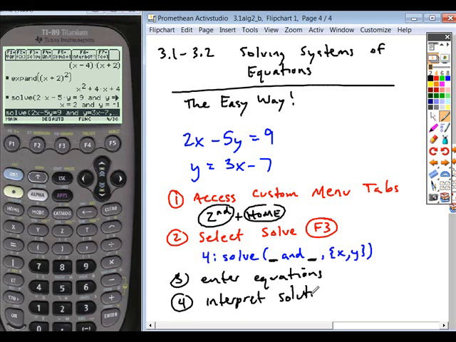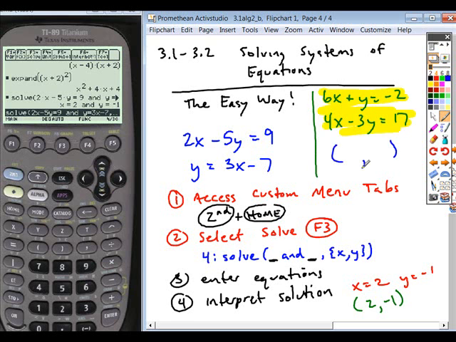Remember, your solutions could be several different ways. If it tells you specifically and individually to enter what x is equal to, enter what y is equal to, you can do that. But usually the solution of a system is a set of coordinates. It's the point where those two graphs intersect. So if you need to interpret this solution, your solution point would be (2, negative 1). You'd have to write that in parentheses if it asks you for the point, or whatever the case might be.